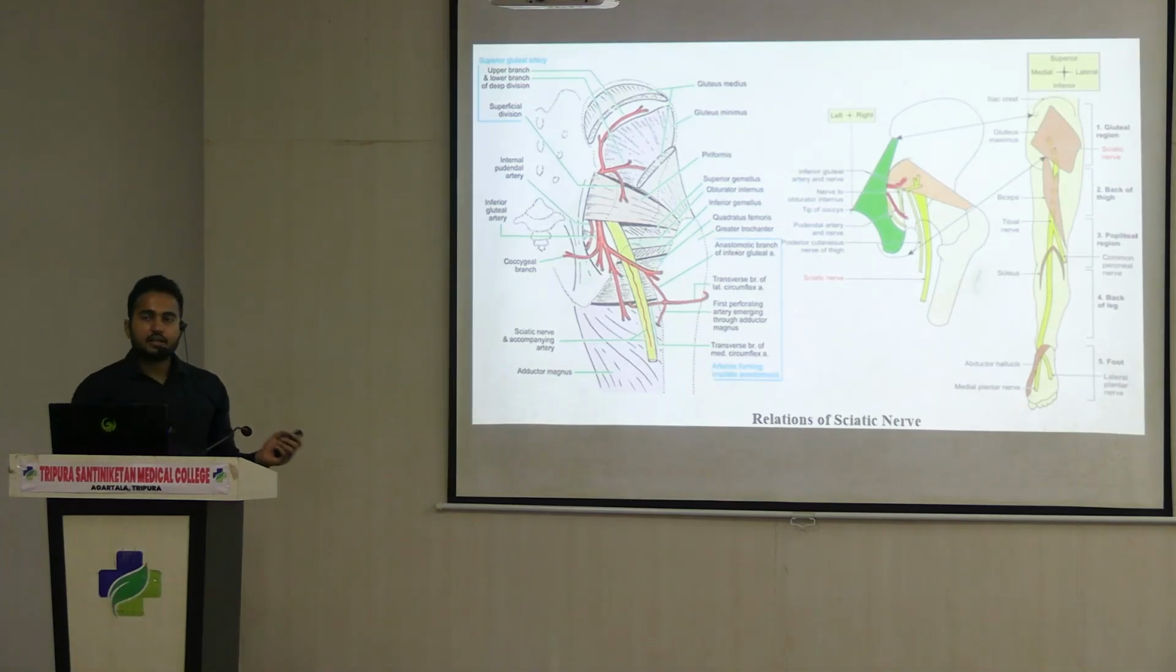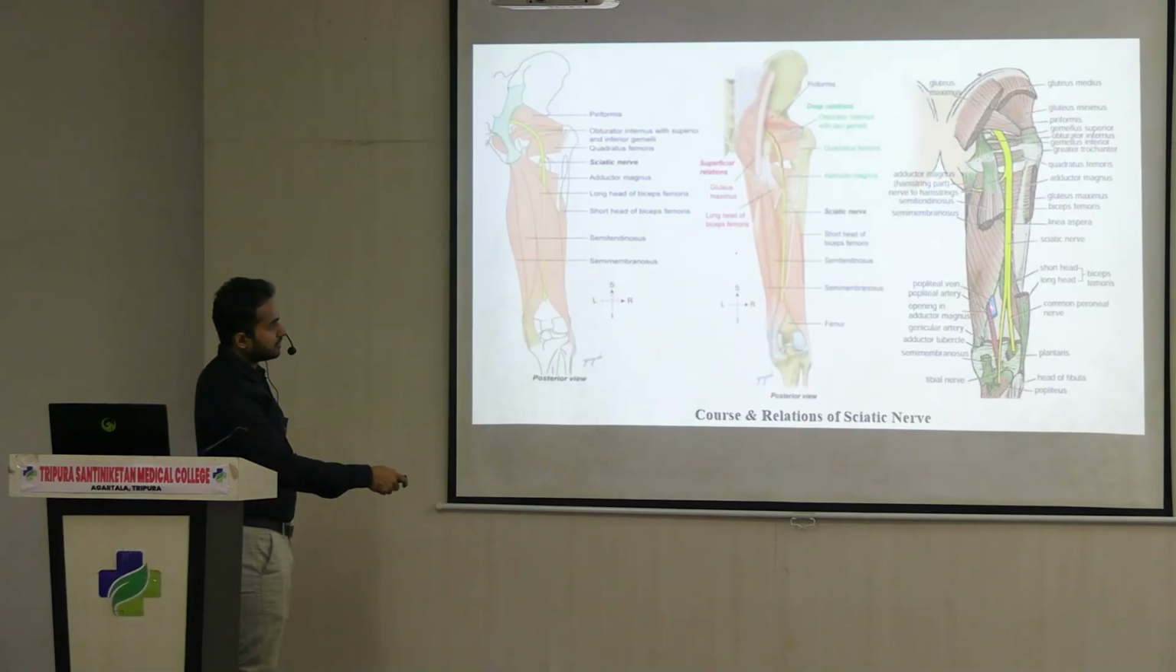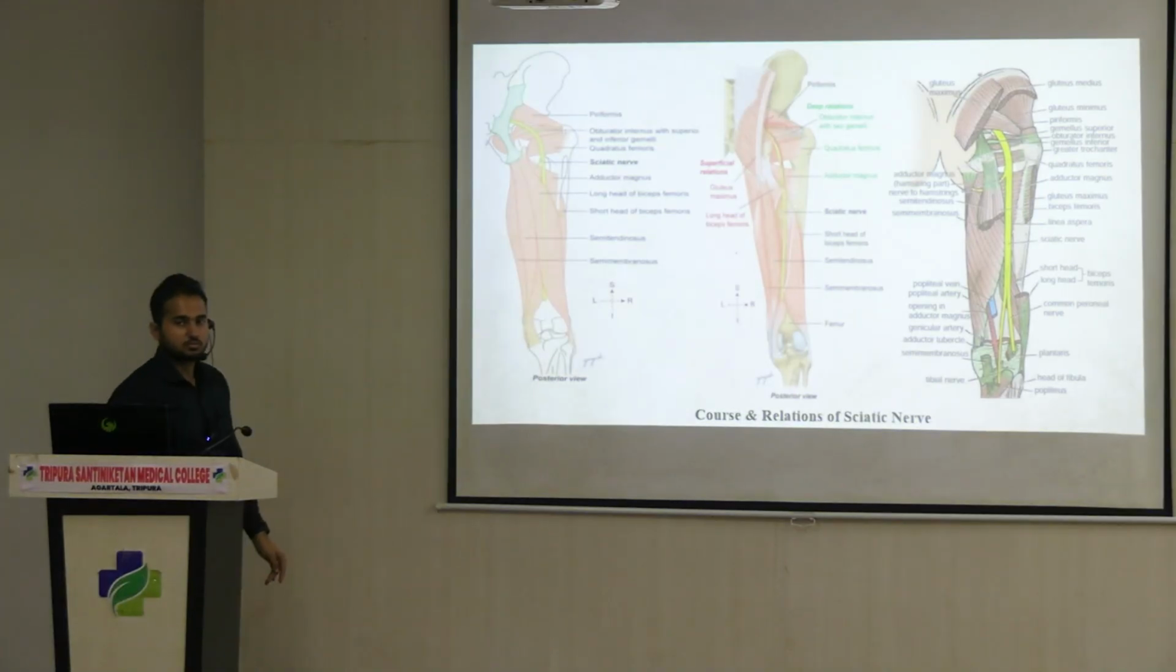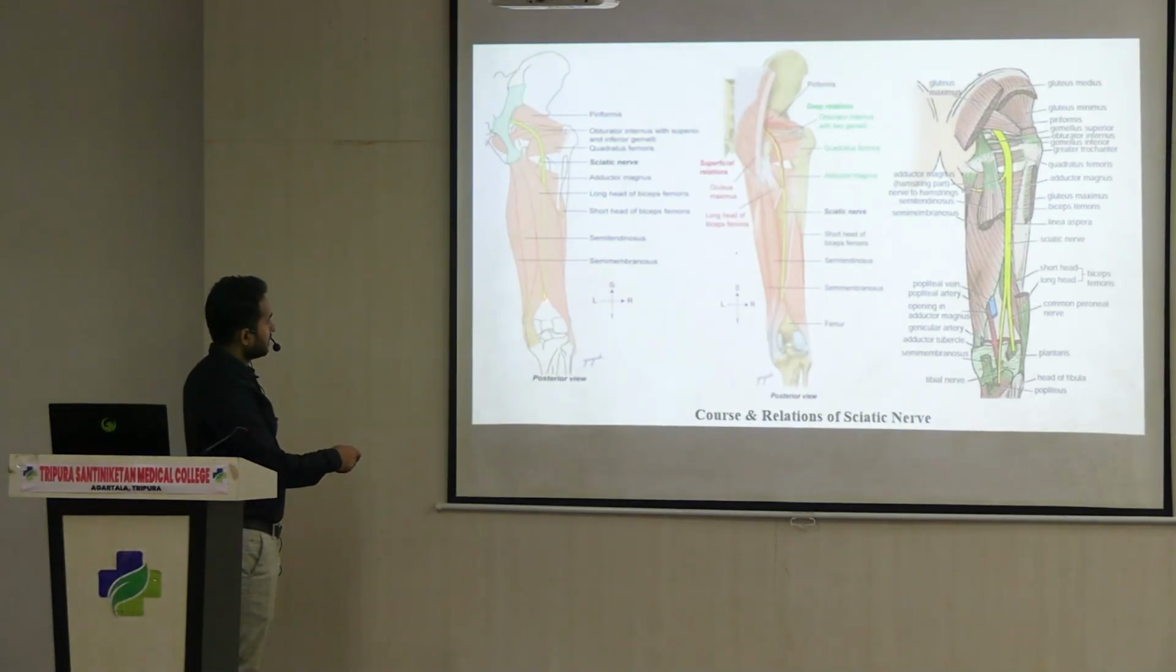Now once it is done, at the superior angle it is bifurcating, or terminating, into two branches. What are they? Tibial and common peroneal nerve. So that is the termination of the sciatic nerve. Now here also you can see the termination. In this diagram, can you see the termination? Here also you can see, after reaching over here, it will terminate, and this is the popliteal fossa, right?